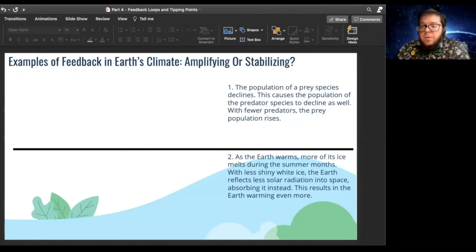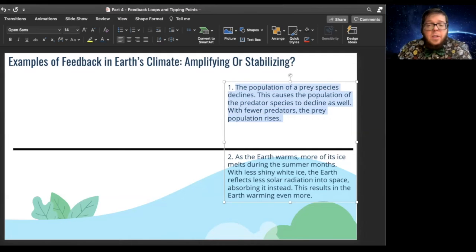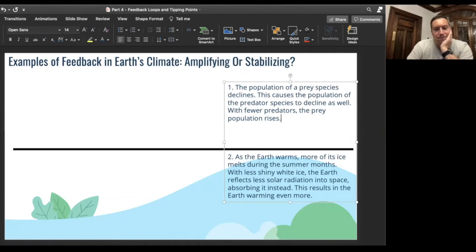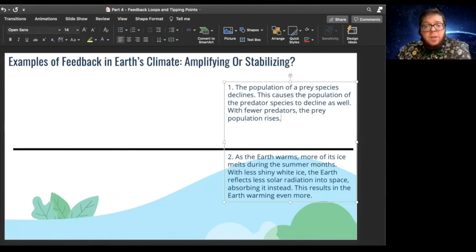So here's one we've seen already. The population of a prey species declines. This causes the population of the predator species to decline as well. With fewer predators, the prey population rises. Is this an amplifying feedback or a stabilizing feedback? Michael? Stabilizing. It's a stabilizing feedback because the prey population returns to where it was before, right?